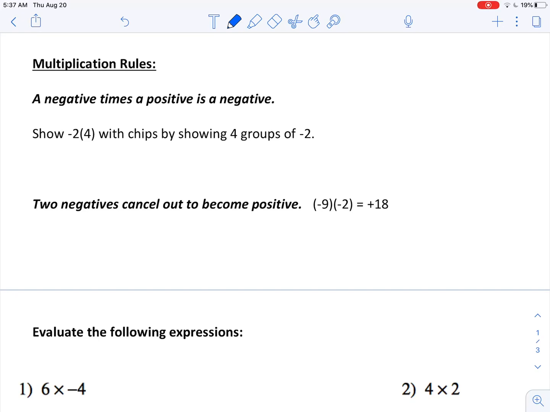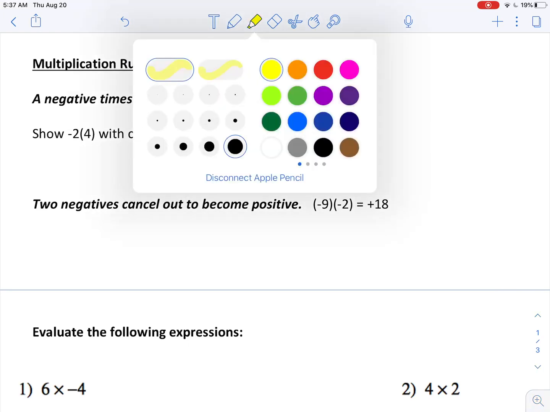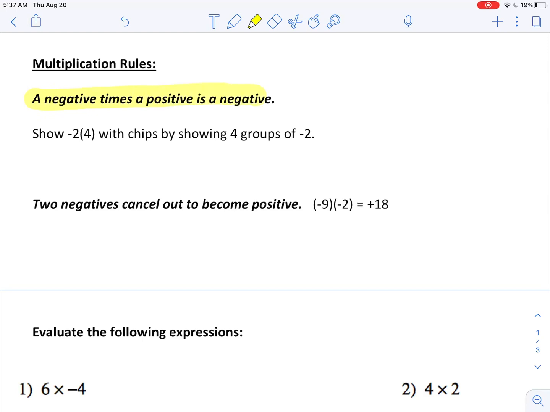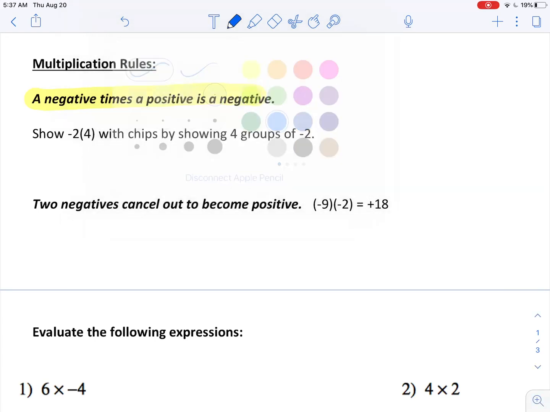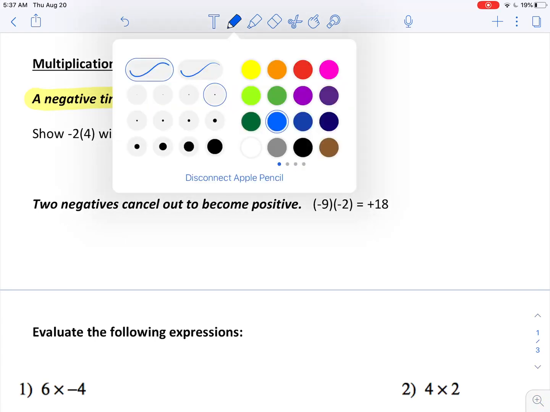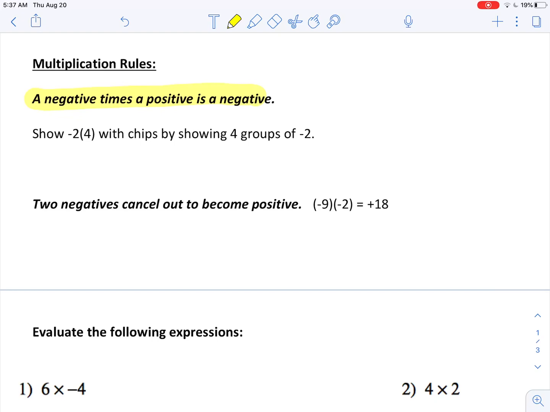So, like -2 times 4. Well, our rule is that a negative times a positive is a negative. But why? I mean, that seems kind of arbitrary. Why is a negative times a positive equal to a negative? Well, if I take 4 groups of -2, so here's negative chips. So these are all negative chips, or -1s.